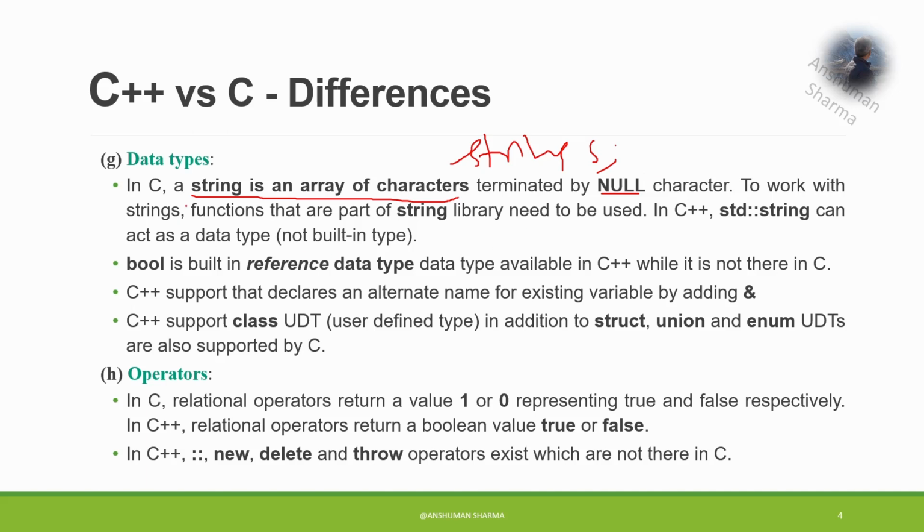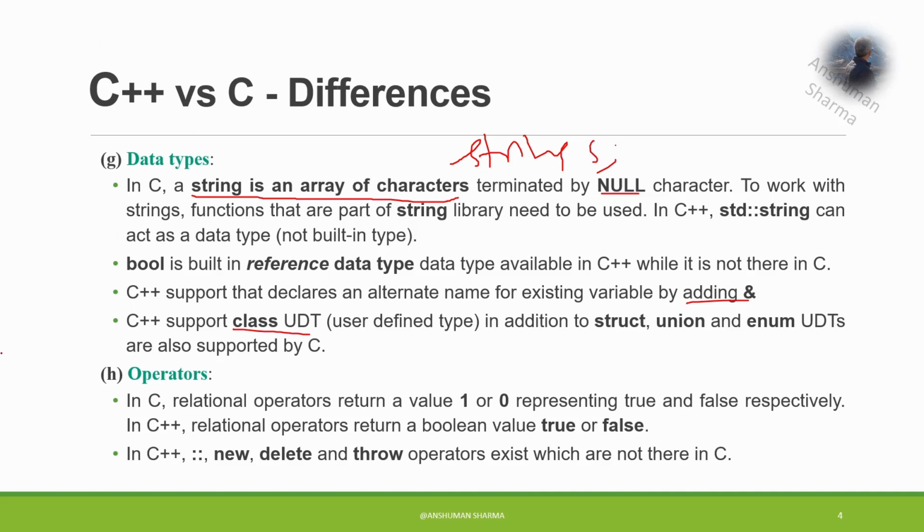The bool data type is also available in C++, but it is not there in C. Then C++ supports the concept of the class as a user defined data type. No doubt we have structure, union and enum, which are supported in both C and C++, but the class user defined data type is supported just in C++. Then C++ helps us to declare a reference variable, which is an alternate name for an existing variable, by adding an ampersand sign. This feature is not supported in C.